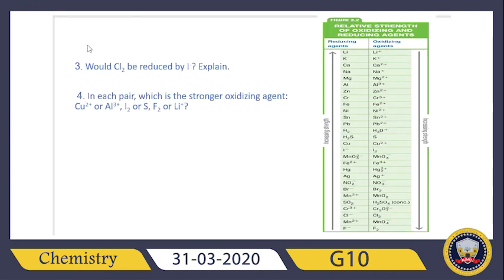So guys, here we have 2 questions from the formative assessment at the end of this lesson. Question number 3, question number 4, please try to answer them. Question number 3 says, would chlorine be reduced by the iodide ion? And explain. We should refer to this figure, guys, in order to answer this question. For question number 4, in each pair, which is the stronger oxidizing agent? Okay, so guys, please answer them. There will be homework for you.